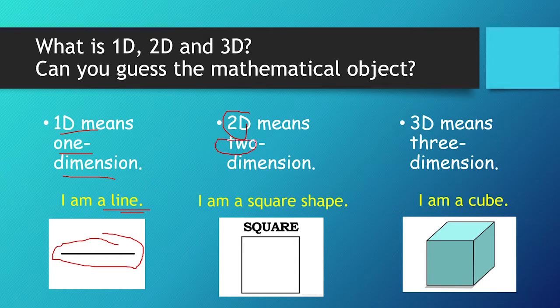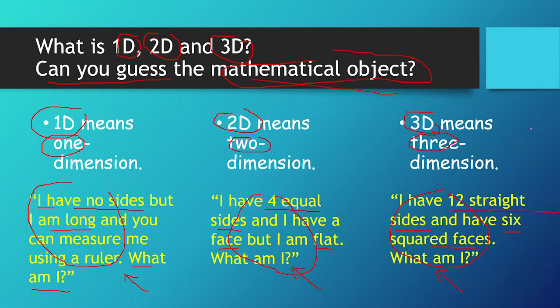2D or two dimensions. The second answer is actually a square shape. Okay, square shape, one face. This is the face, and then equal length. 3D or three dimensions, we are talking about a cube. I'm not sure whether you have the correct answer, but we're talking about a cube. So those are the answers for the previous question.